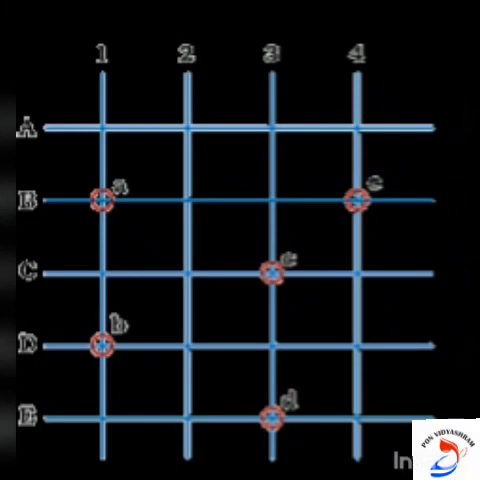Now you will see that circle A is located on B degree north latitude and 1 degree east longitude. Now you can get a clear picture. It is easy to find out any place accurately with the help of latitudes and longitudes.